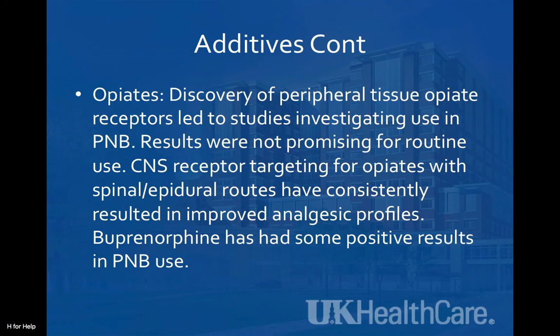So moving on to opiates. Some bench research that came out, I believe around 2009, 2010, did find peripheral receptors that seemed consistent with properties that would bind opiates. So a lot of literature was generated during that time, attempting to use different types of opiates to prolong or sustain peripheral nerve blocks and improve their quality.